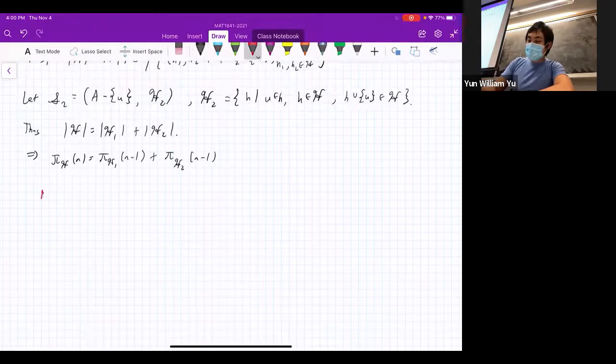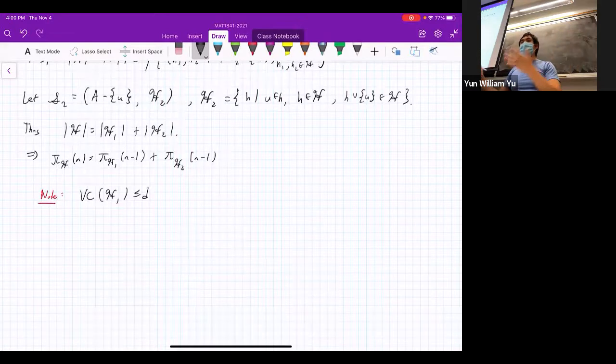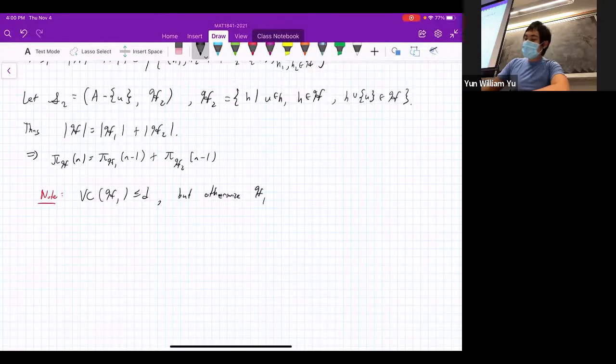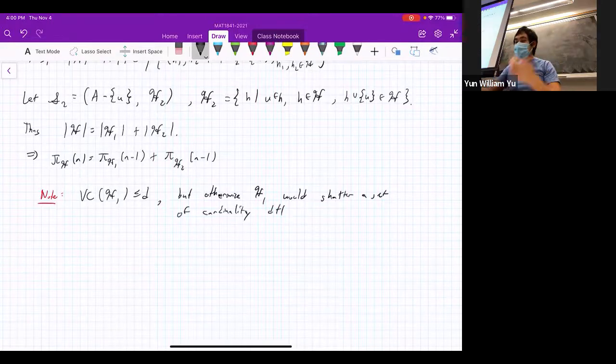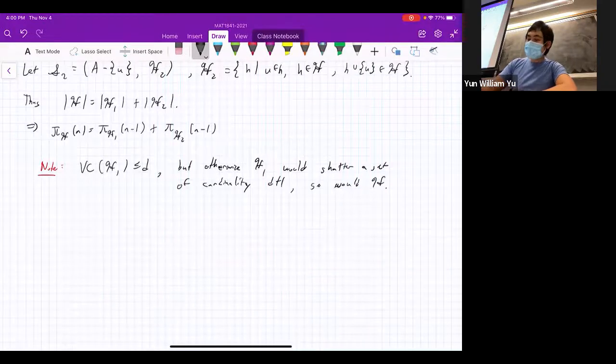And now, well, we're almost done, and I'm almost out of time, by which I mean I'm out of time. Sorry about that. The VC dimension of H1 is less than or equal to d, because otherwise H1 would shatter a set of cardinality d plus 1, and then if H1 does, so would H, right? And so clearly you can't have that be the case because the VC dimension of H is only d. And we also know that the VC dimension of H2 is less than or equal to d minus 1.